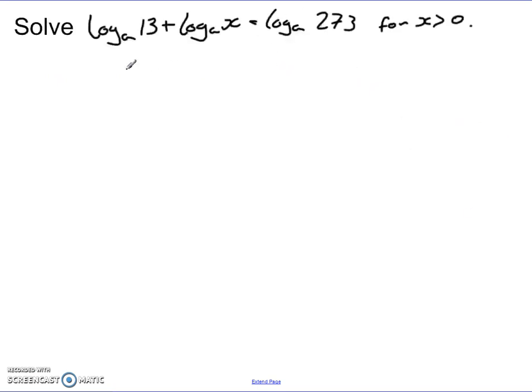Now, a logarithmic equation could look something like this. Log to the base a of 13 plus log to the base a of x equals log to the base a of 273 for x is bigger than 0. Now, when we're solving equations normally, we're always looking to have a line at the end that starts the exact same way: x equals. When we're solving a logarithmic equation or an exponential equation, guess what? We still want the exact same thing for our final line. We want whatever the variable is, in this case x, equals to be how our final line starts.